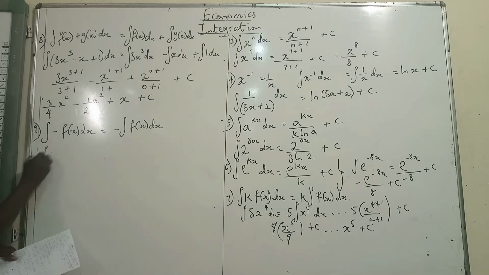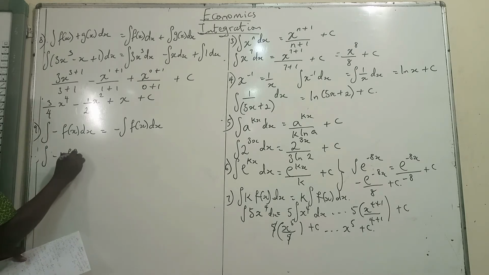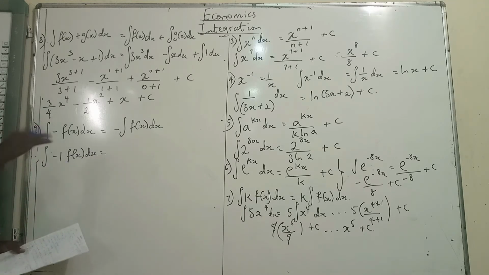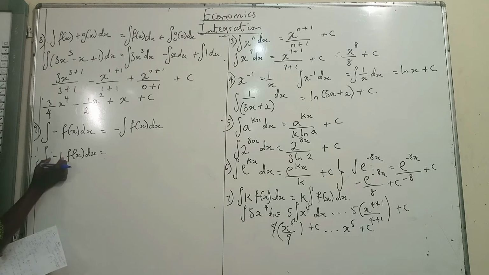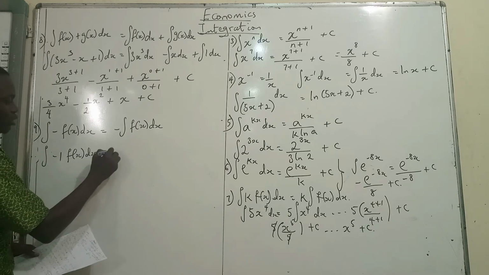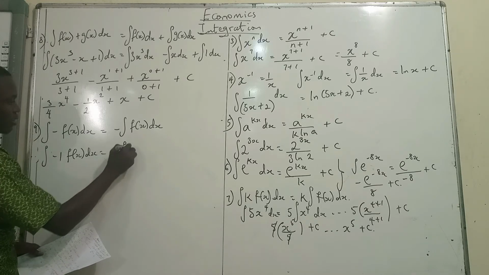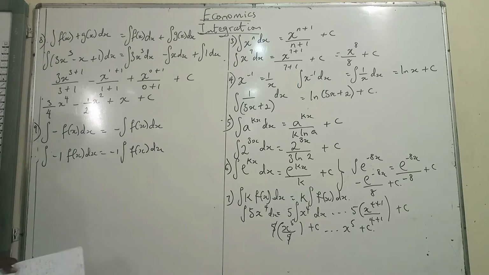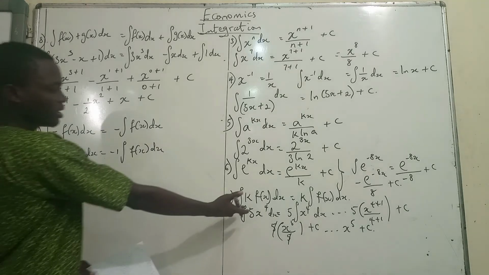This is like saying you have the integral of minus 1 times f of x dx. Now basically, from one of the rules, this is a constant term, and minus 1 is like k. You bring the k outside, so you have minus 1 times the integral of f of x dx. So what's the difference? Where is that rule? It's just what is there.